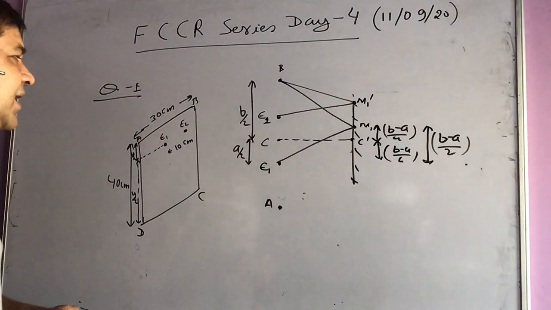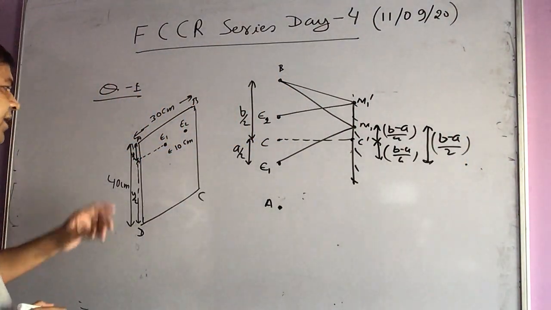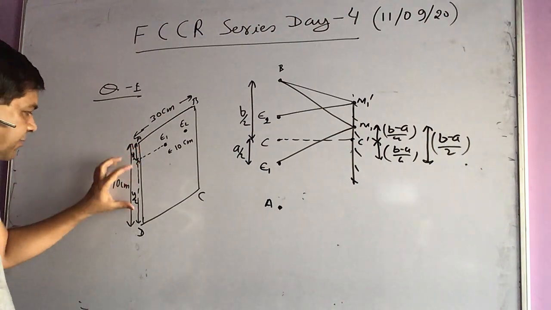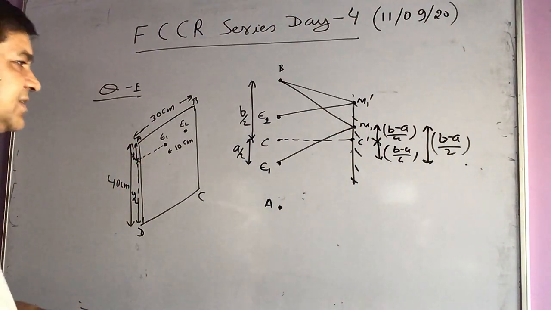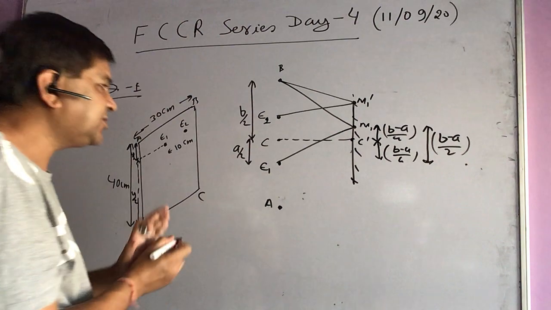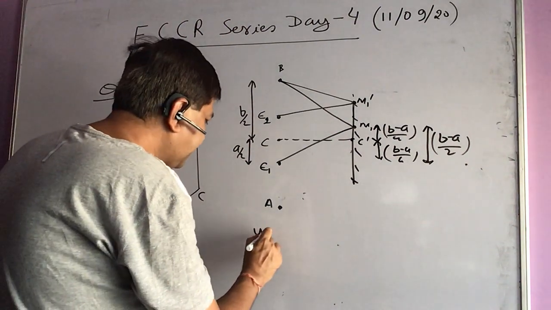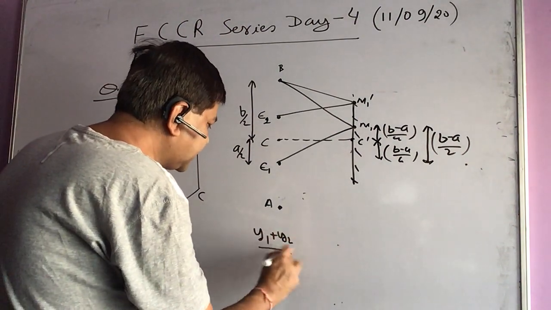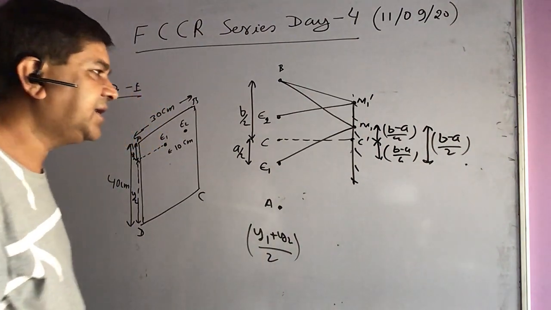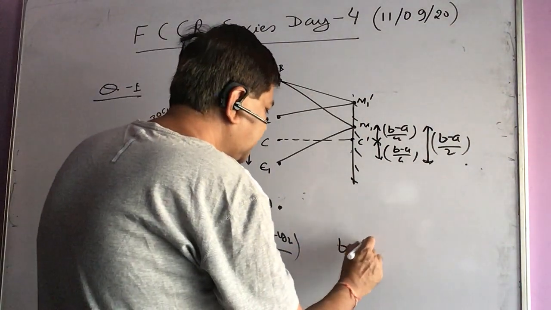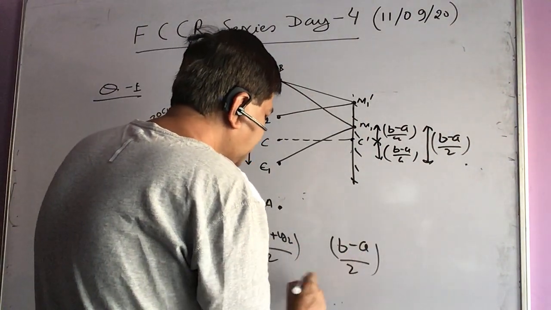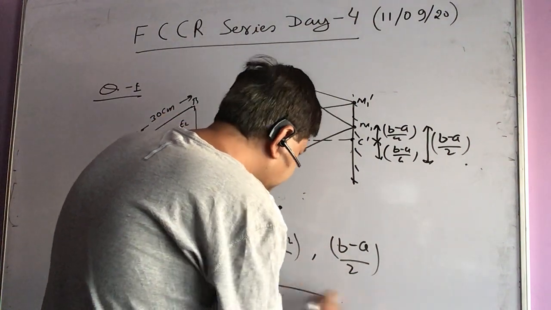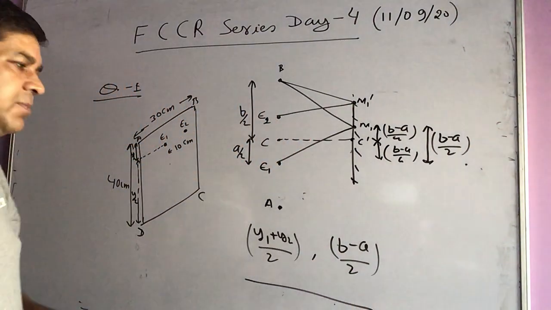So the vertical height required is the same, midpoint of y1 and midpoint of y2. So the vertical height remains the same. So the required dimension of the mirror is y1 plus y2 by 2 corresponding to the vertical height, and B minus A by 2 corresponding to the width of the required mirror. So this is the dimension of the mirror required.